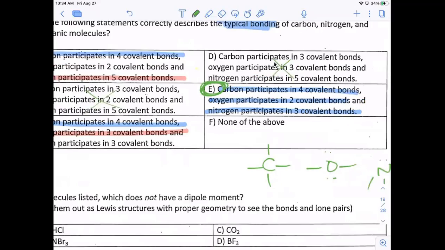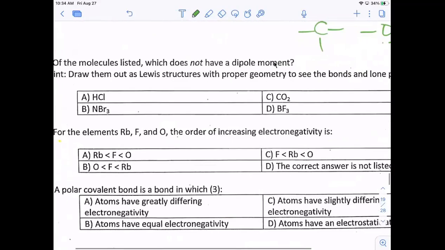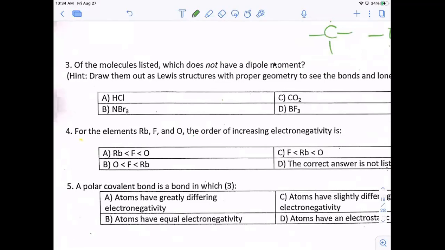All right. Of the molecules listed, which one does not have a dipole moment? How do we know which one will have one and which one won't? A molecule now, not a simple covalent bond, but an actual molecule. Because remember, you can have multiple dipoles, but they may either cancel each other out or they may not be large enough to create a molecular dipole. So how can we tell that?